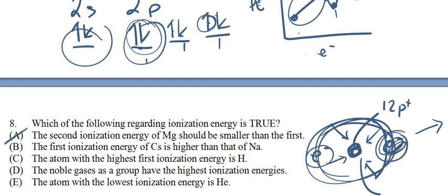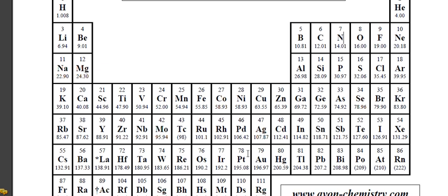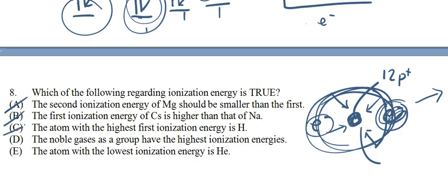Alright, so that one's not true. Letter C, the atom with the highest first ionization energy is hydrogen. Well, that's definitely wrong. The one with the highest is helium. In other words, nobody is going to take helium's electrons away without a major fight. Letter D, the noble gases as a group have the highest ionization energies. I like that. That's a good answer, and that is true. And then letter E, the atom with the lowest ionization energy is helium. I just talked about that one. That is actually the highest. So number 8 should be letter D as in dog.